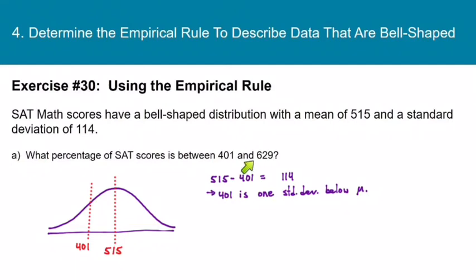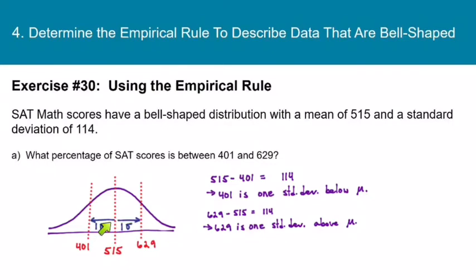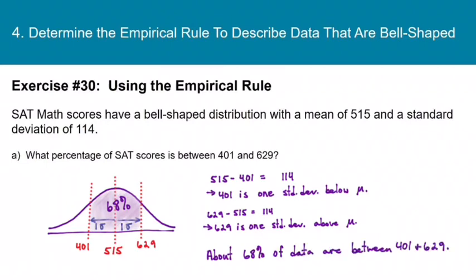And we can do the same thing for 629. So 629 minus 515 is 114, which means that 629 is exactly one standard deviation above the mean. So its line will go here. And now we know that these two values lie one standard deviation in each direction away from the mean. So what does the empirical rule say about one standard deviation? Well, it says that approximately 68% of the data will lie within one standard deviation of the mean. So therefore, about 68% of the data are between 401 and 629.